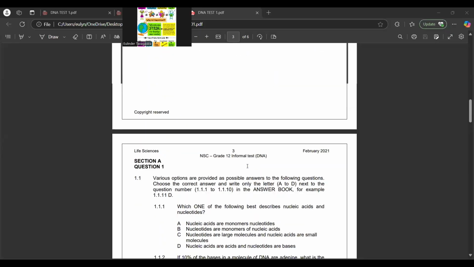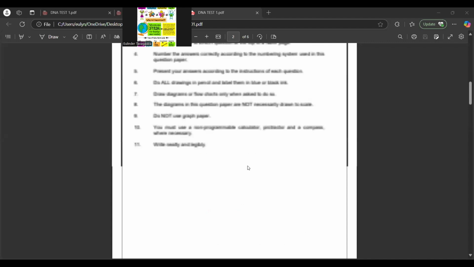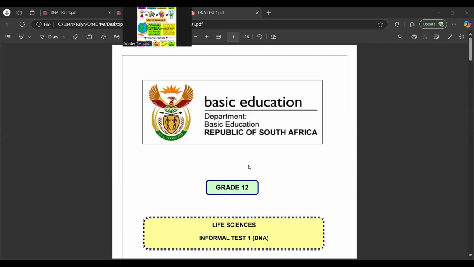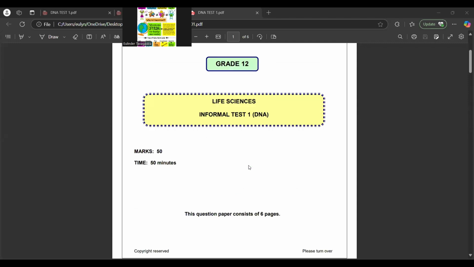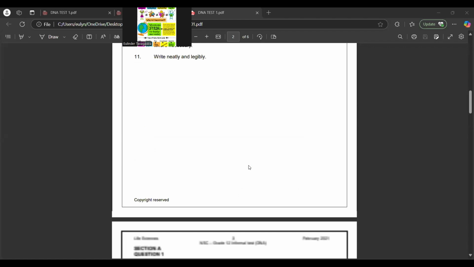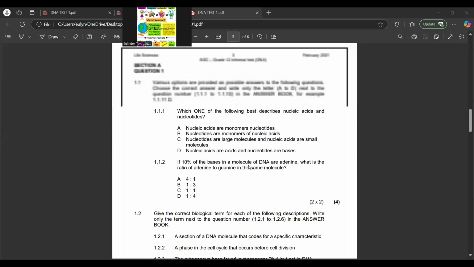Another section of learning how to answer the questions. Basically, today we are looking at grade 12 life science and hormonal test, DNA, the topic DNA. Okay, let's quickly go to the questions.